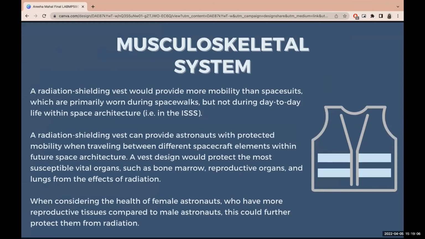The radiation shielding vest would provide astronauts with this protected mobility when they're traveling between different elements within the architecture. This design would also protect the most susceptible vital organs, including bone marrow, reproductive organs, and lungs from the effects of radiation.